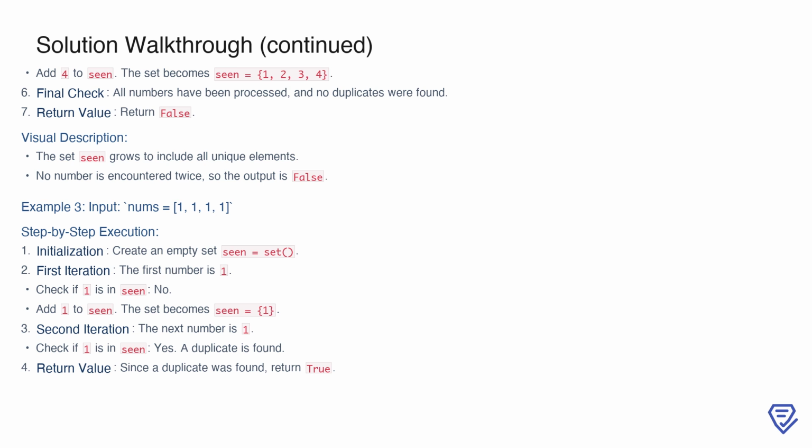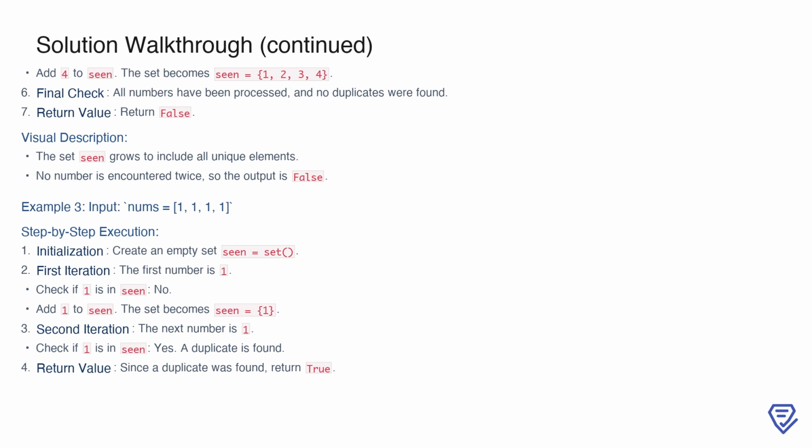Now, let's analyze another example, nums equals 1, 1, 1, 1. We start by initializing the seen set as empty. In the first iteration, the number 1 is not in the set, so we add it, and the set becomes 1. In the second iteration, we encounter the number 1 again. This time, it's already present in the set, meaning we've found a duplicate.